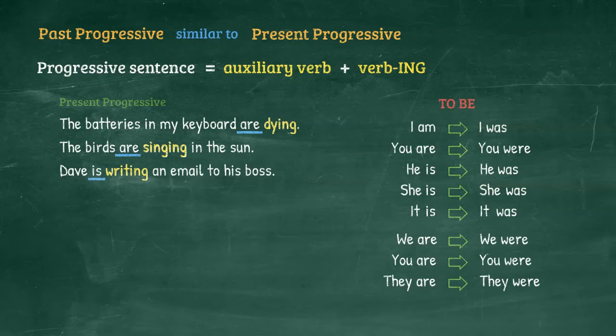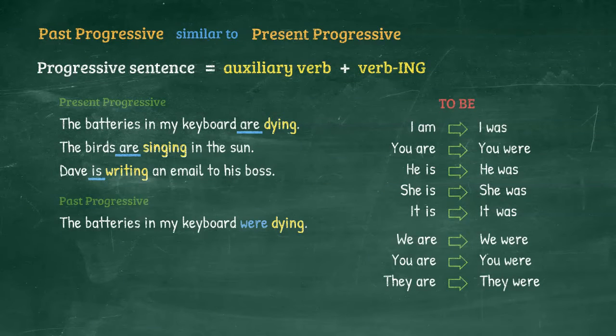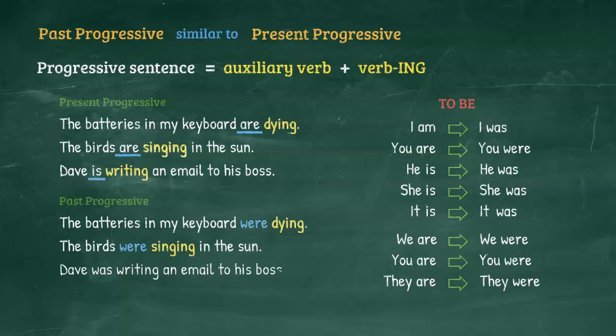Therefore, we can change all these sentences from the present progressive to the past progressive just by changing the auxiliary verb. Instead of the batteries in my keyboard are dying, we can say the batteries in my keyboard were dying. Instead of the birds are singing in the sun, we can say the birds were singing in the sun. And instead of Dave is writing an email to his boss, we can say Dave was writing an email to his boss.